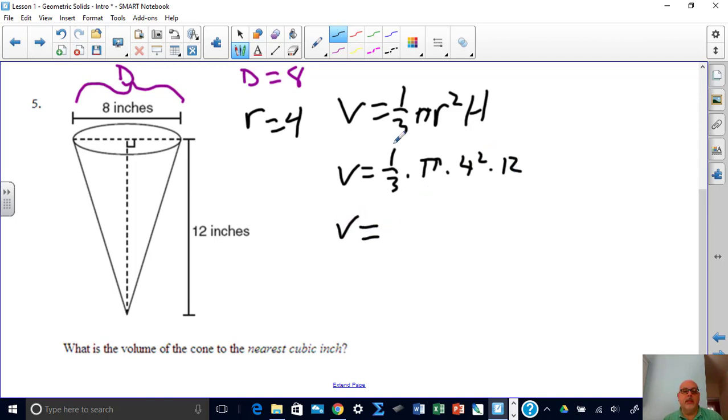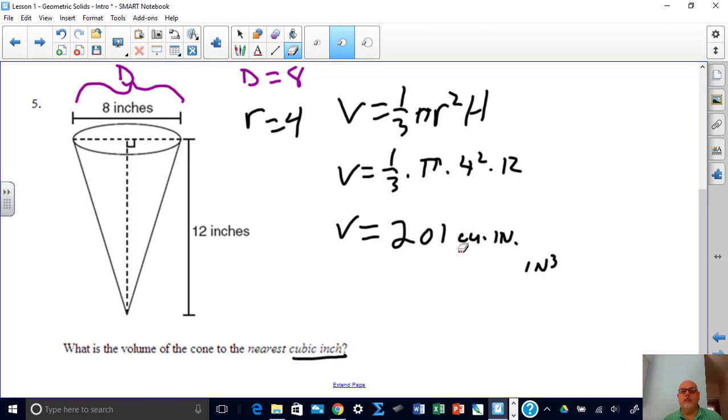And at this point, this is now a calculated problem. So the volume, you round it to the nearest cubic inch. Okay, you have to be careful. You have to pay attention to how the answer needs to be expressed. 201 cubic inches, or you could write inches cubed. Okay. So that's how you can express cubic inches or inches cubed. Same thing. Okay. If you notice, I was using them interchangeably.